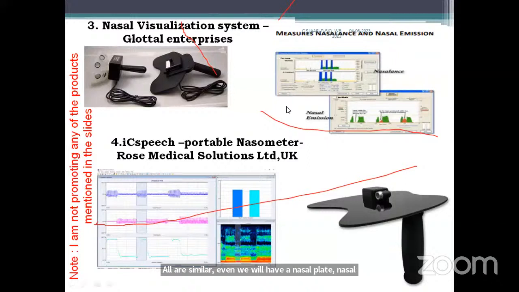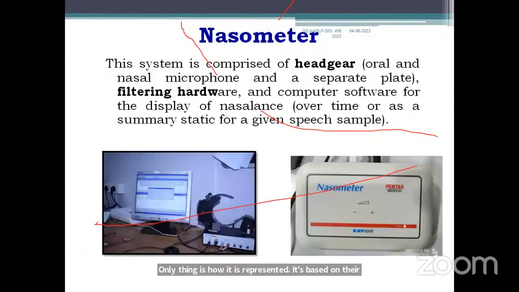Okay, and all these will have independent software to analyze whatever area we are interested in. It gives a nasalance value, it gives a nasal emission value. The principles of all 4 pieces of equipment are the same, and how they process is also the same. The only thing is how it is represented. It's based on their model and their design. Okay, so let's move on to this nasometer.